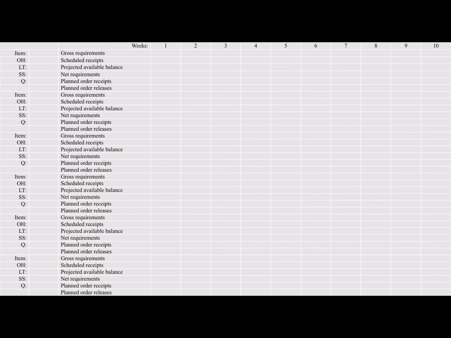bit about what this table is composed of. Basically, this table is composed of 2 axes: the horizontal axis and the vertical axis. The horizontal axis is the time axis. You can see week 1, 2, 3, 4, 5, 6, 7, 9, 10, right? It can be weeks, hours, days, months or years. It really depends on what time frame you are doing this kind of MRP planning.